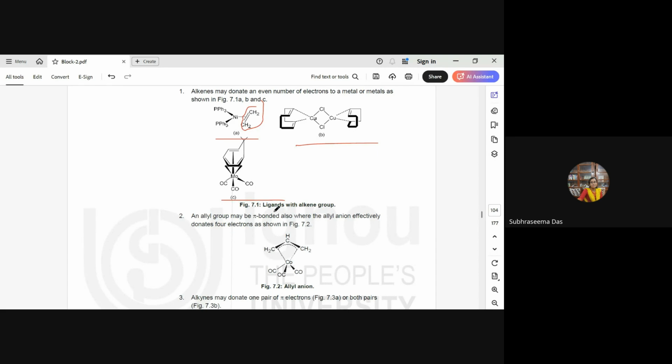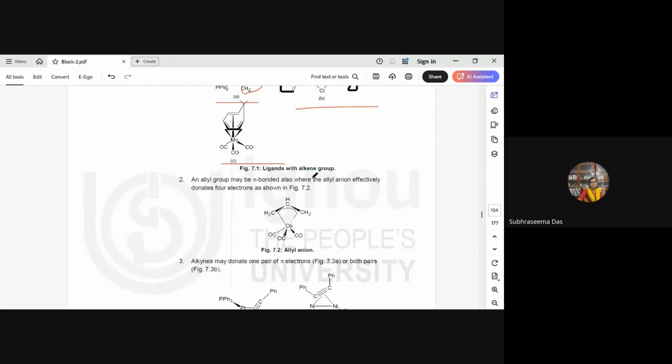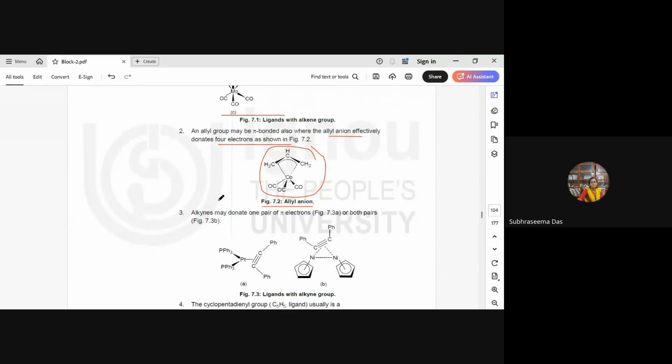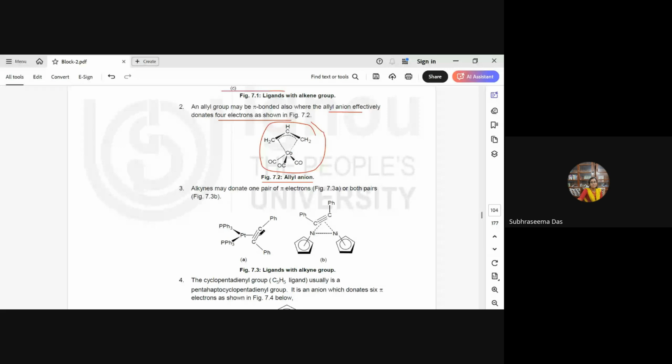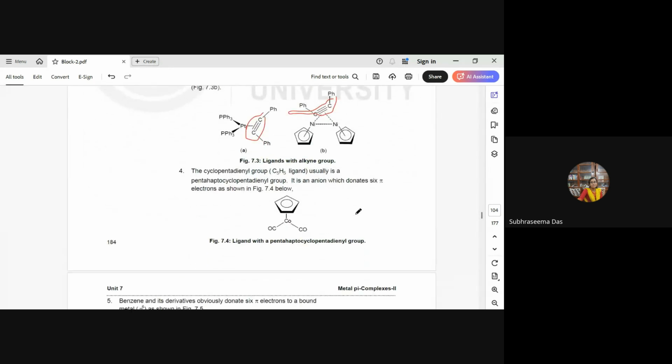The allyl group may be pi bonded also, where the allyl anion donates 4 electrons. In figure 7.2 you can see an allyl anion, and it donates 4 electrons. Then come the alkynes. The alkynes may donate one pair of pi electrons or both pairs. These are the ligands with the alkyne group. As you can see here, they may donate one pair of pi electrons or both pairs, and that depends upon the complexes that we are working with.